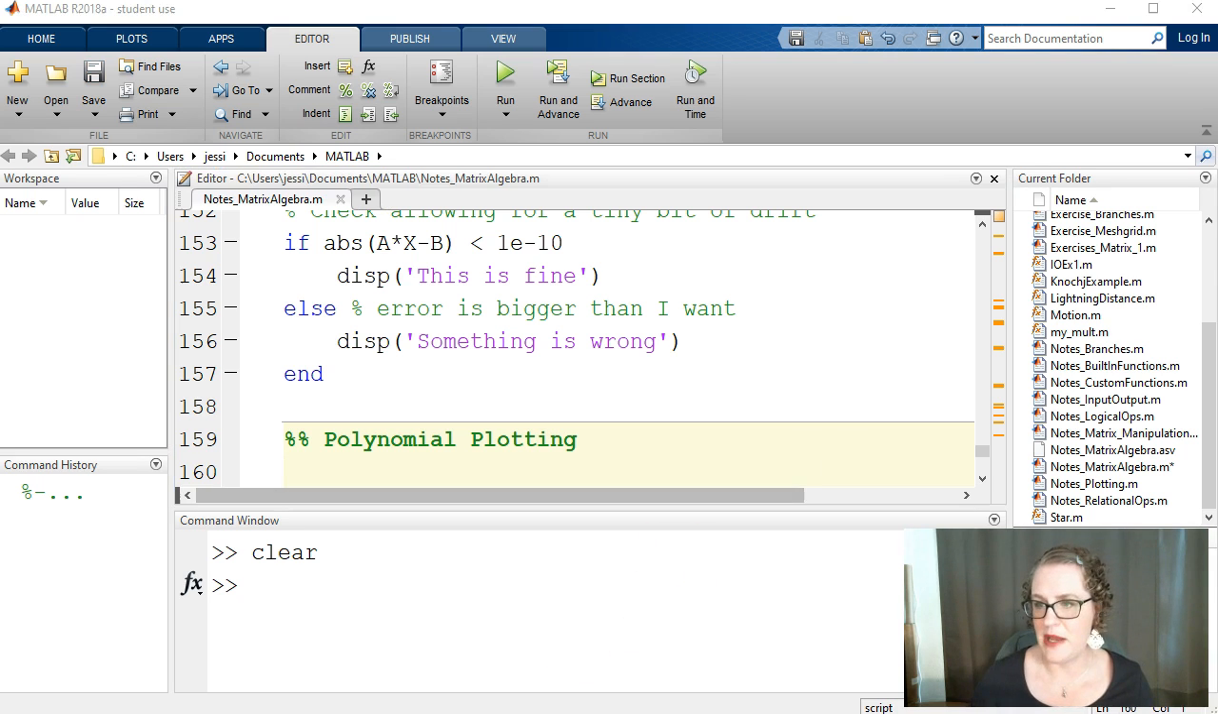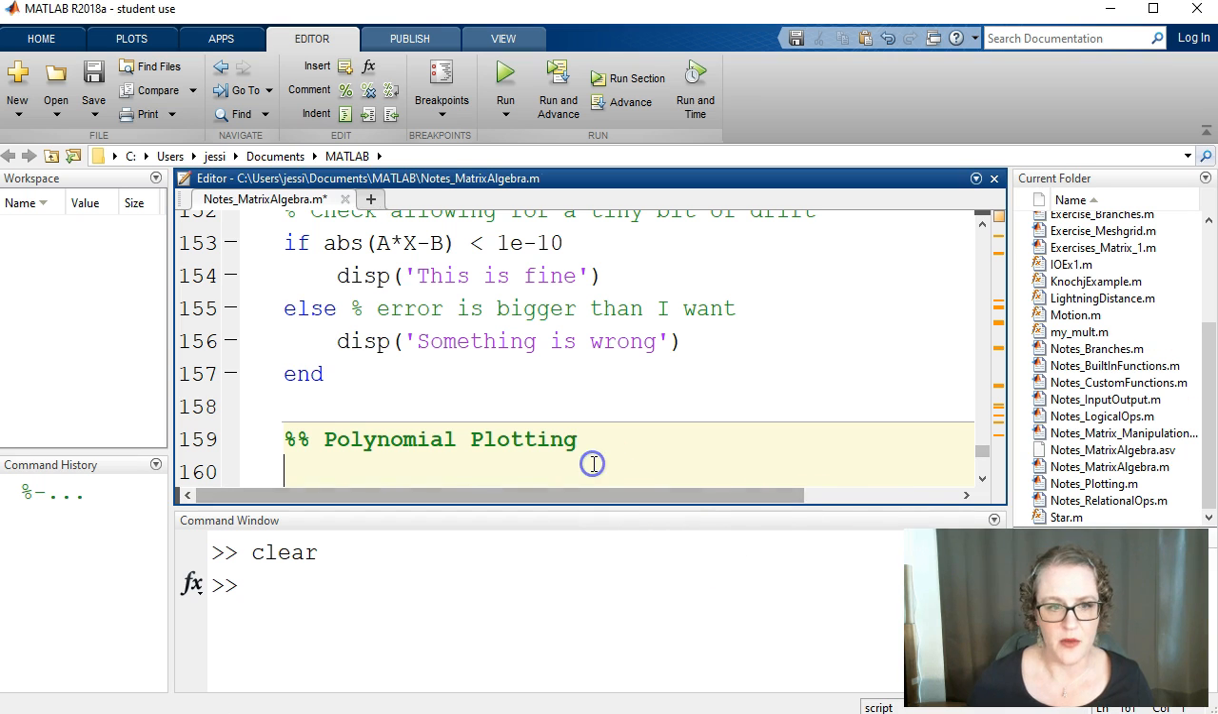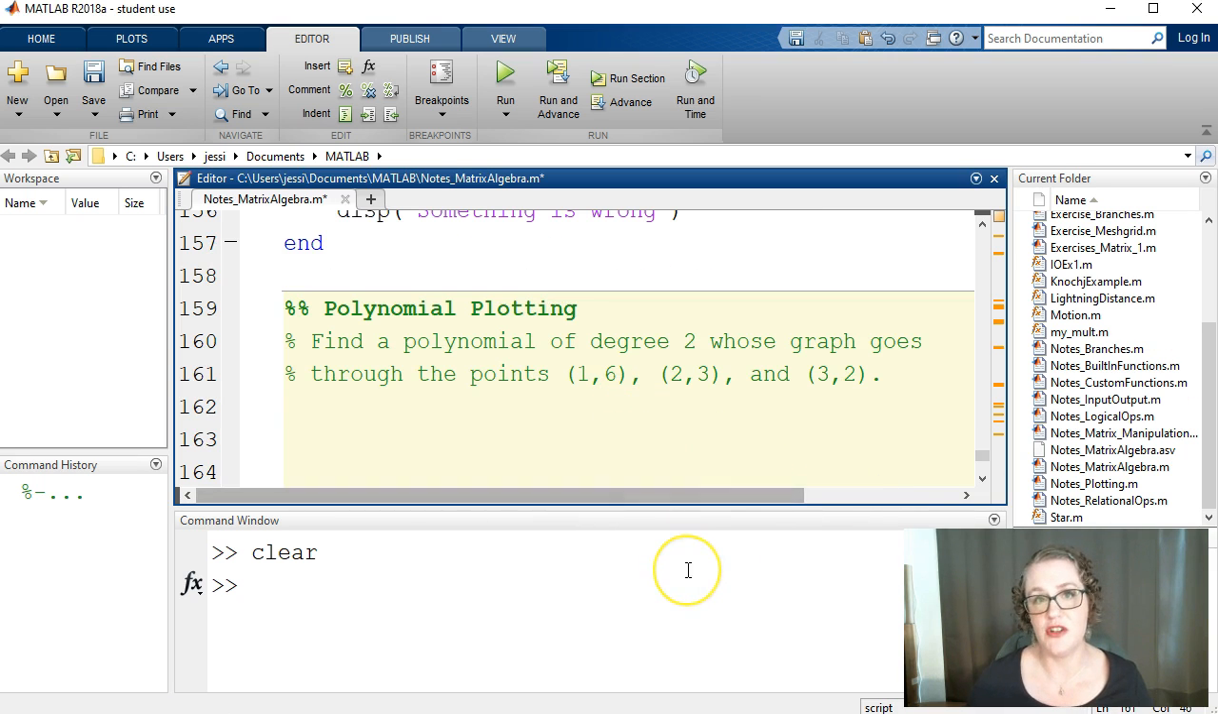Let's say here, let me paste in an example. We want to find a polynomial of degree 2, that's a quadratic, whose graph goes through the points given. So a polynomial of degree 2 is uniquely determined by 3 points. In general, an nth degree polynomial is uniquely determined by n plus 1 points. So we want a quadratic: you give me 3 points, I'll give you a quadratic.